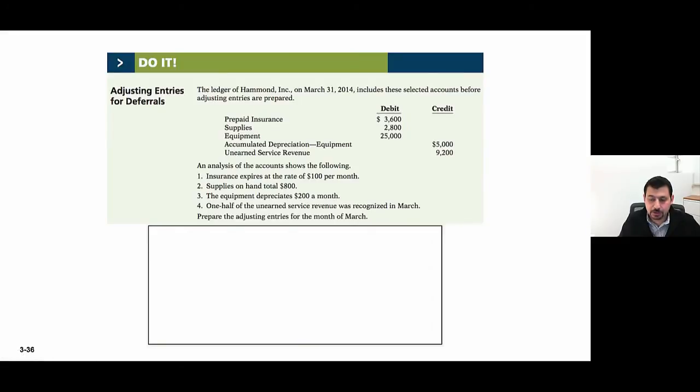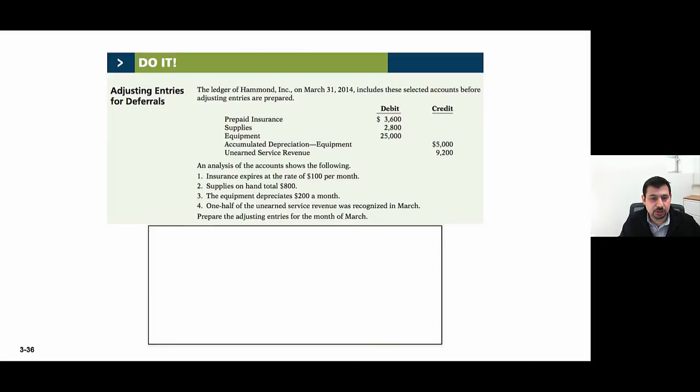This is another example of adjusting entries for deferrals. The ledger of Hammond Inc. on March 31st includes these selected accounts before adjusting entries are prepared. So basically this is more or less like the trial balance, or certain accounts from the trial balance. An analysis of the account shows the following. Insurance expires at the rate of $100 per month. So we have to recognize the insurance expense.